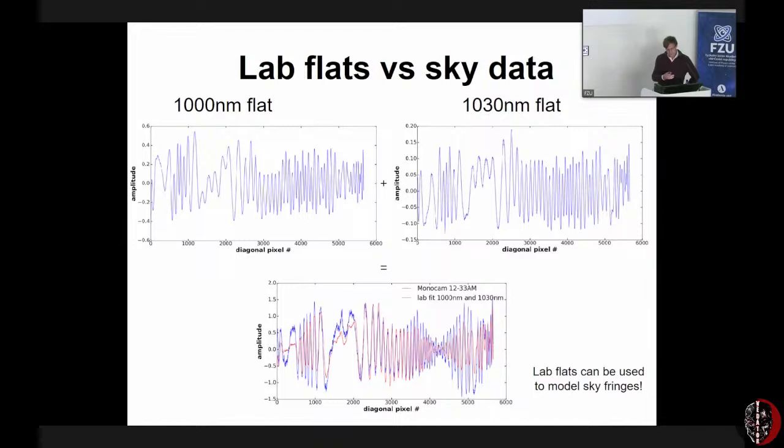So we then went to the lab, where we can project light of certain wavelengths onto the sensors, and then we concluded that this effect is due to only 2 OH lines at these wavelengths, and you can reproduce the sky fringes with the lab data.